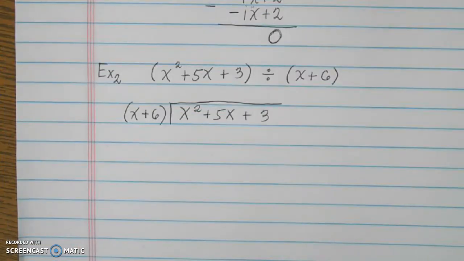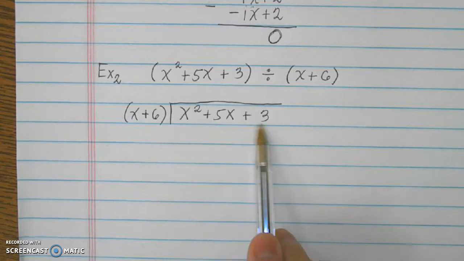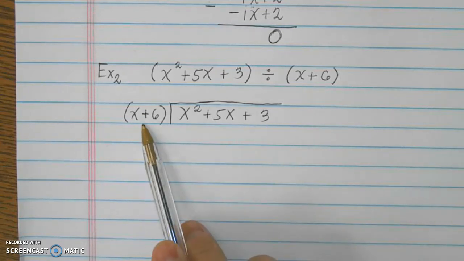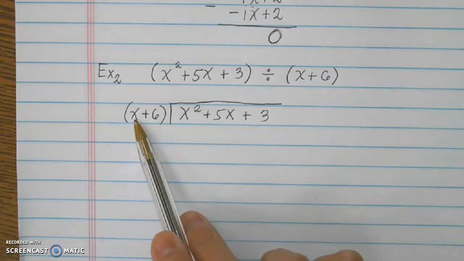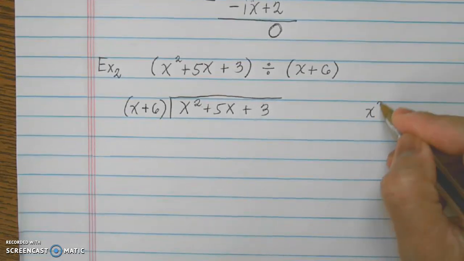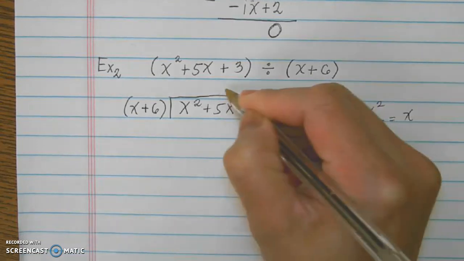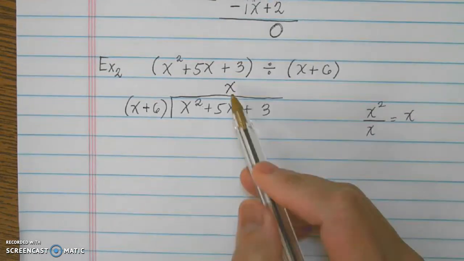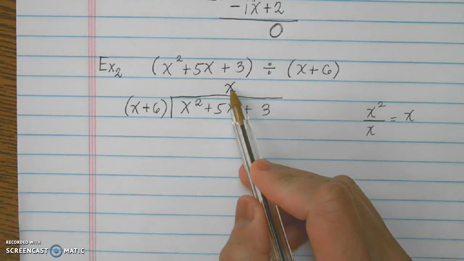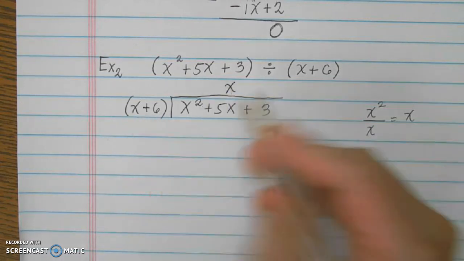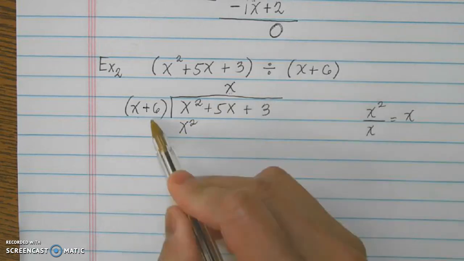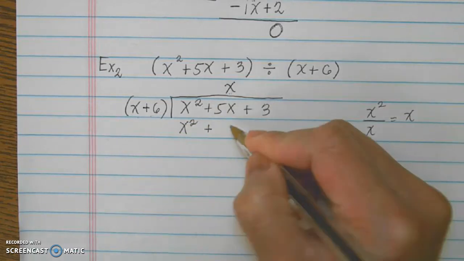Now let's go to example number 2. So I have x squared plus 5x plus 3 divided by x plus 6. So again, this is your dividend. This is your divisor. So let's begin. x squared divided by x. Again, if we do it here on the side, that's our scratch paper. This is going to be an x. So we're going to put x here on top. On your way down, you will have to multiply your quotient x with x plus 6. So x times x is x squared. x times positive 6 is positive 6x.